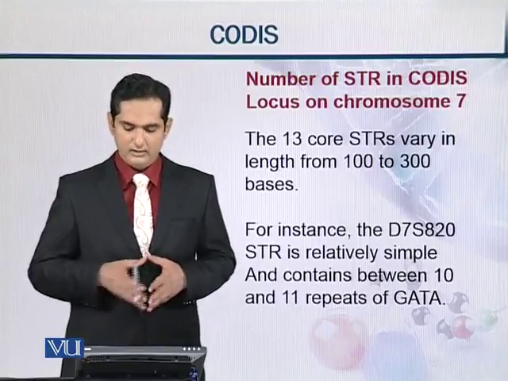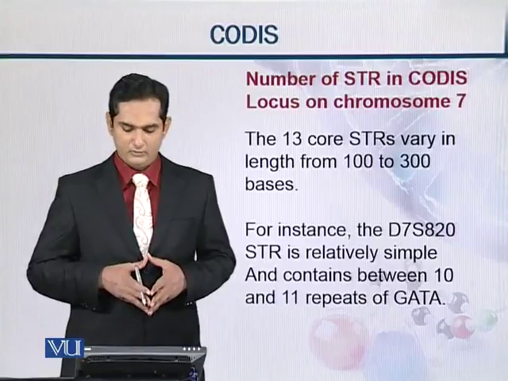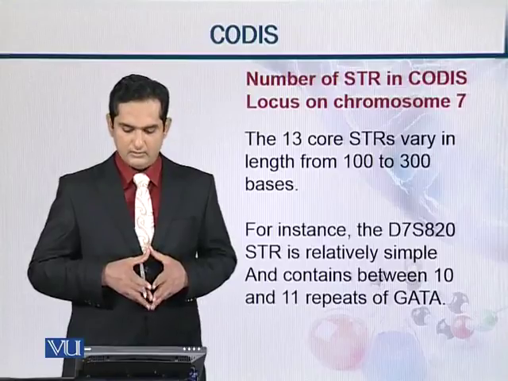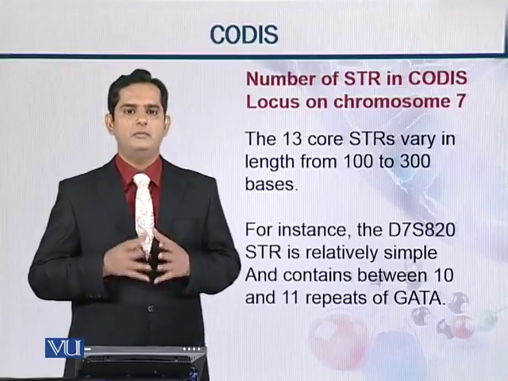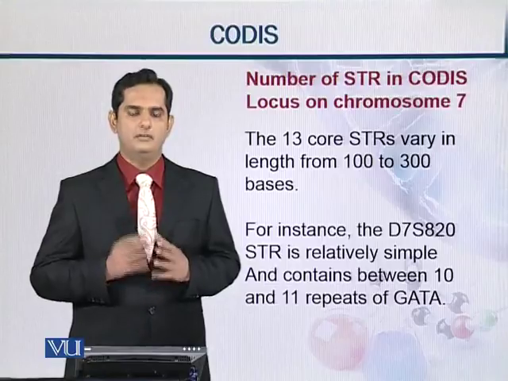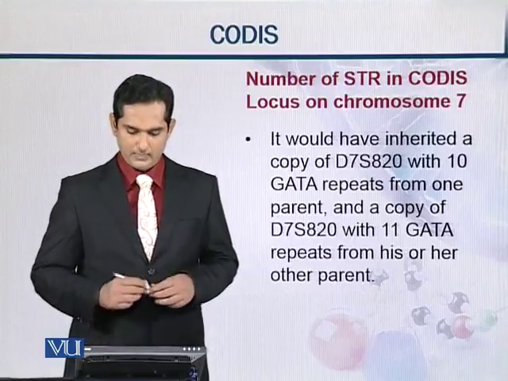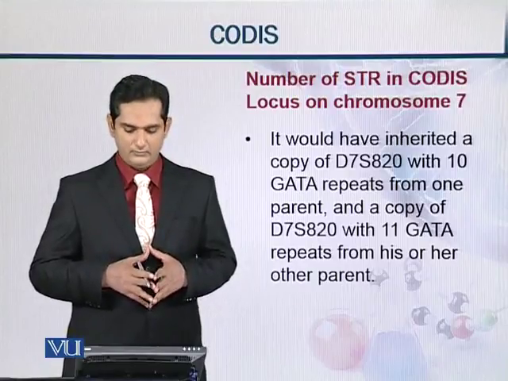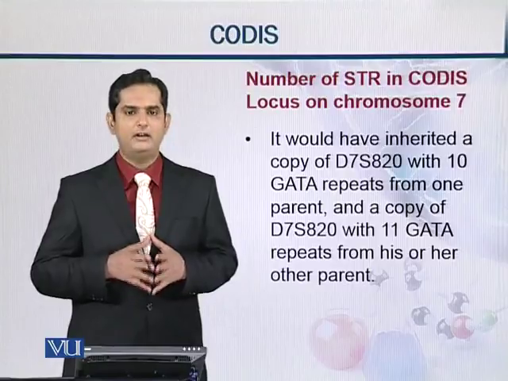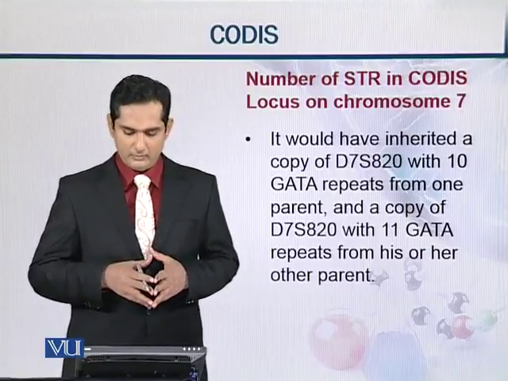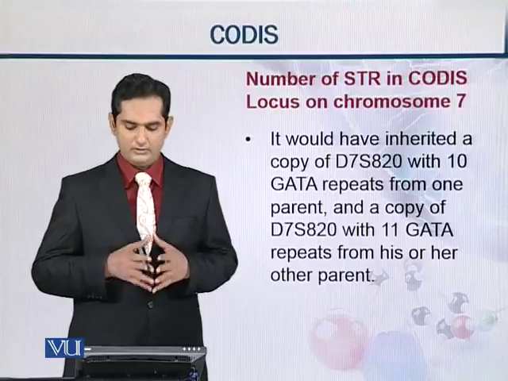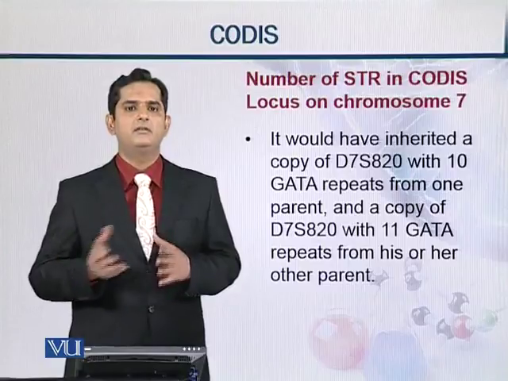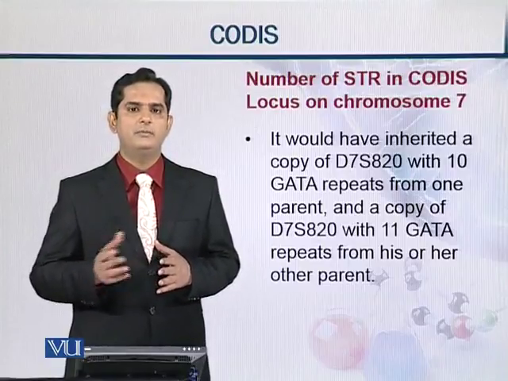So for instance, D7S820, which is a short tandem repeat, is very simple and contains roughly 10 to 11 repeats of the short tandem repeat. How has it been inherited, or where has it taken this information from? We can say that the person would have inherited a copy of this tandem repeat with 10 GATA repeats from his father, or the 11 repeats could be from his mother.